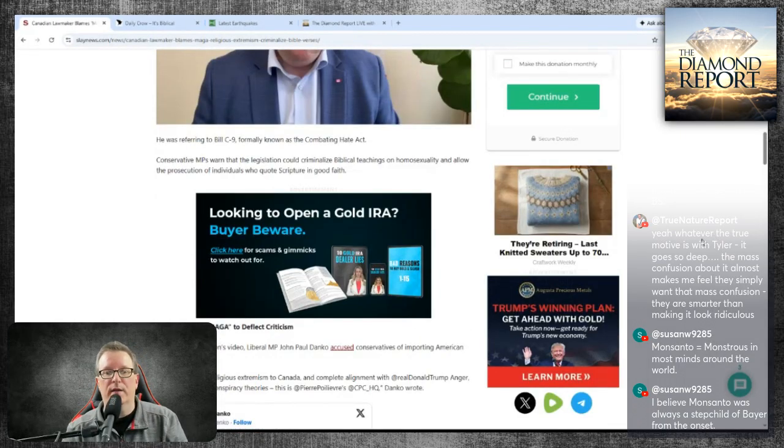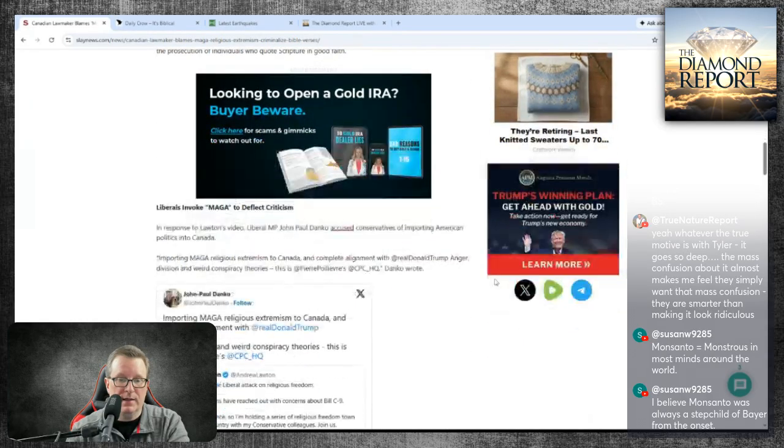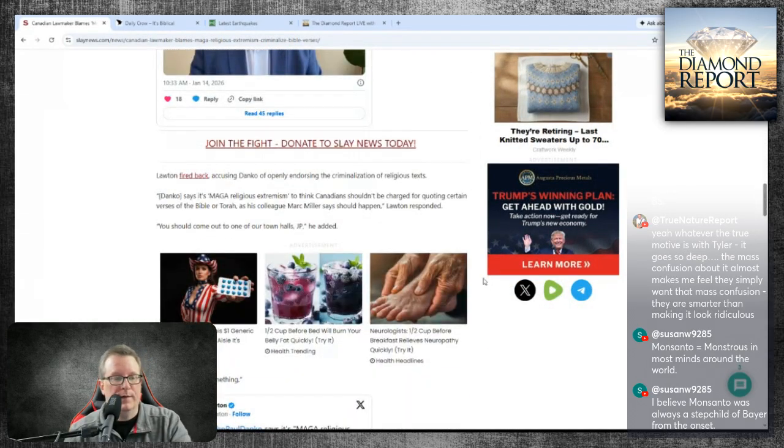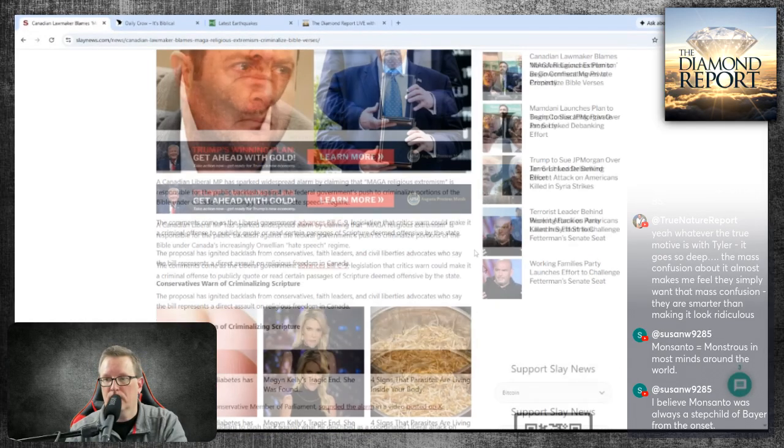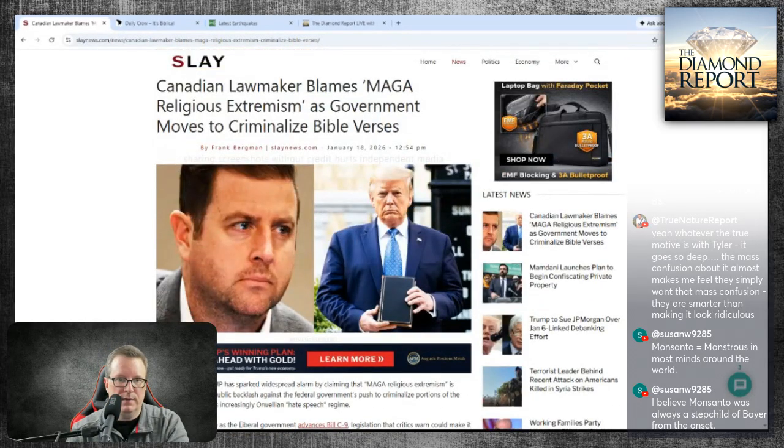C9, formerly known as the Combating Hate Act. They always give it a name like that, like it's so wonderful and it's going to solve all these problems. Conservative MPs warn that the legislation could criminalize Bible teachings on homosexuality and allow the prosecution of individuals who quote Scripture in good faith. Again, I think that's the whole purpose. So yeah, that's where they're going in Canada, which of course is a Commonwealth country of KC3.